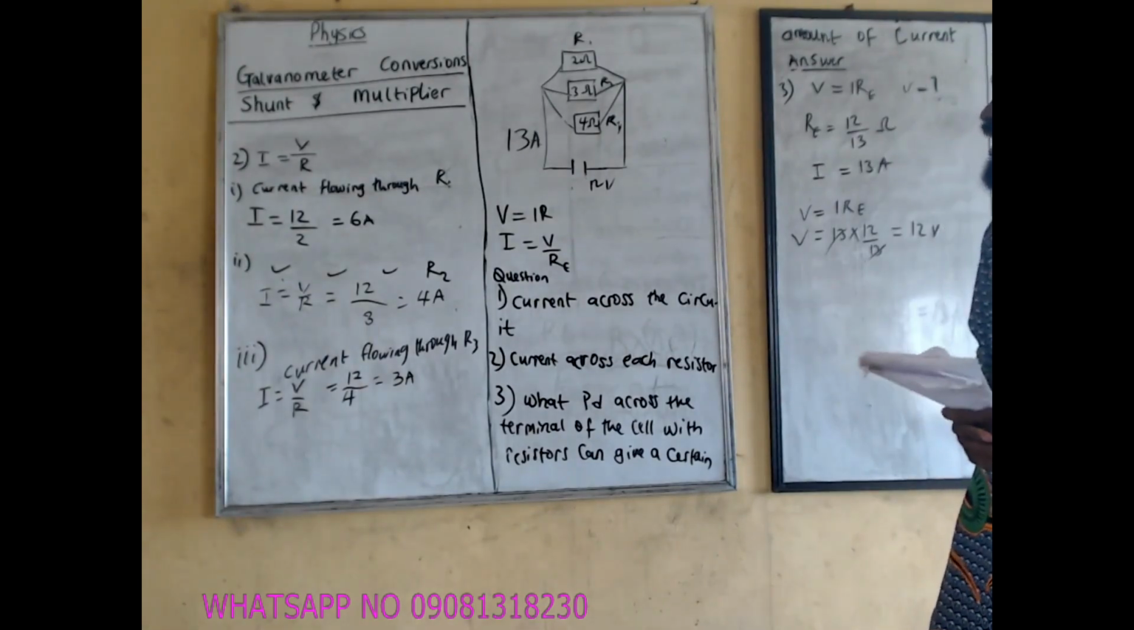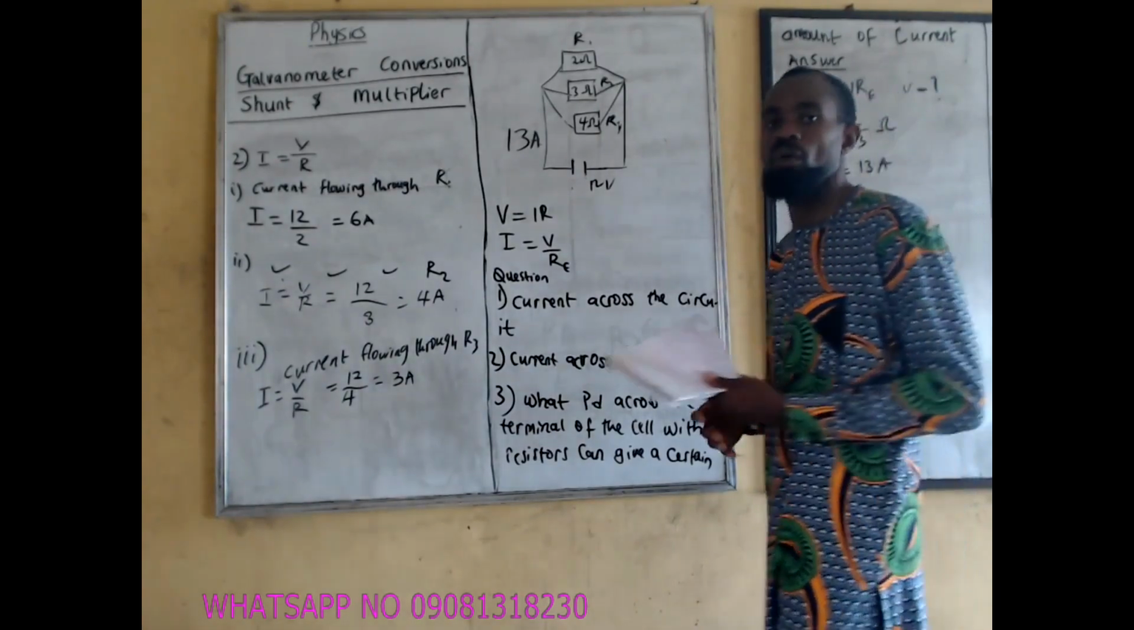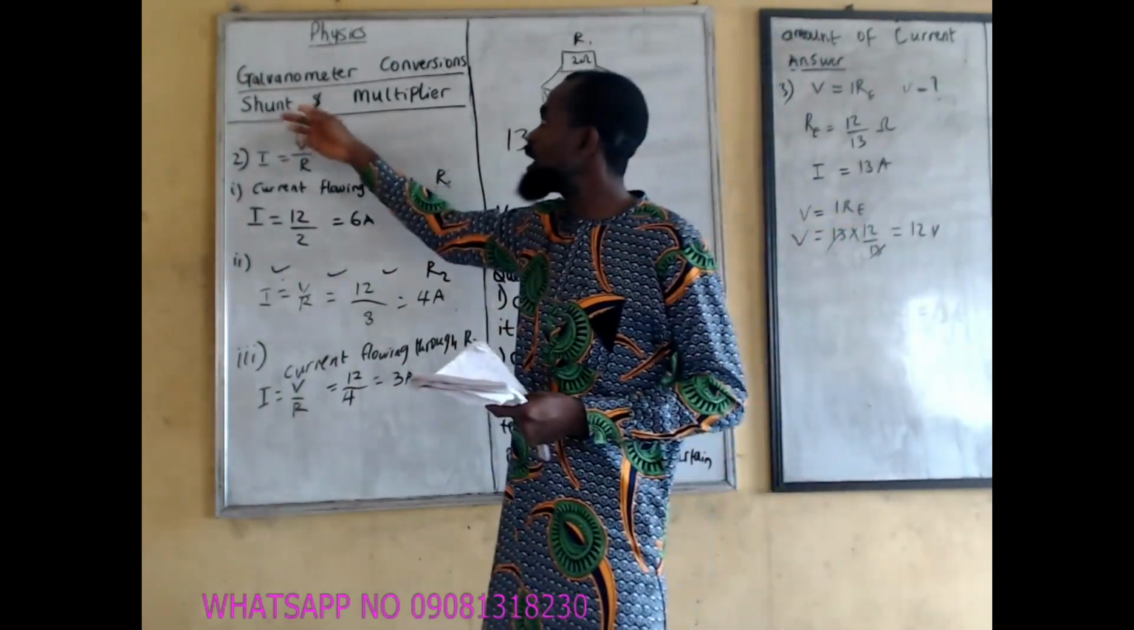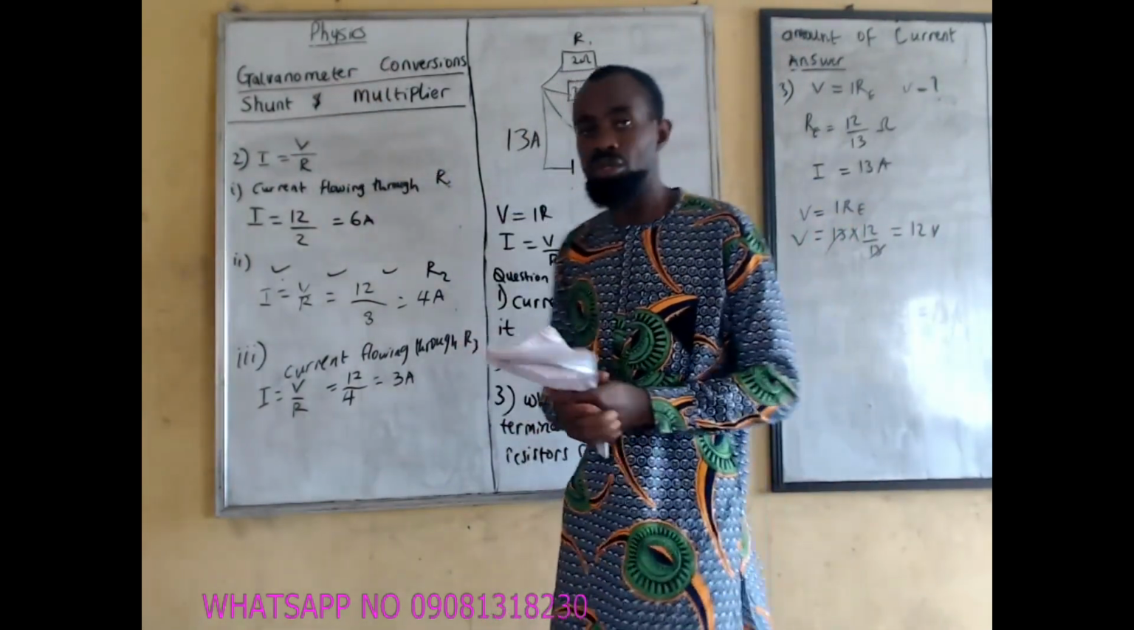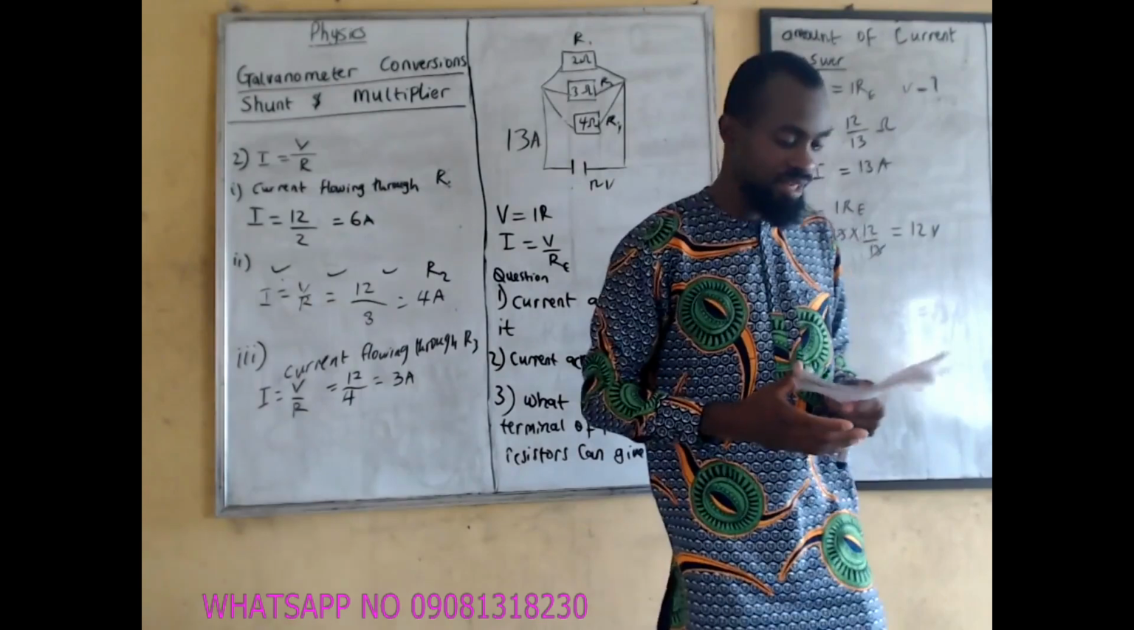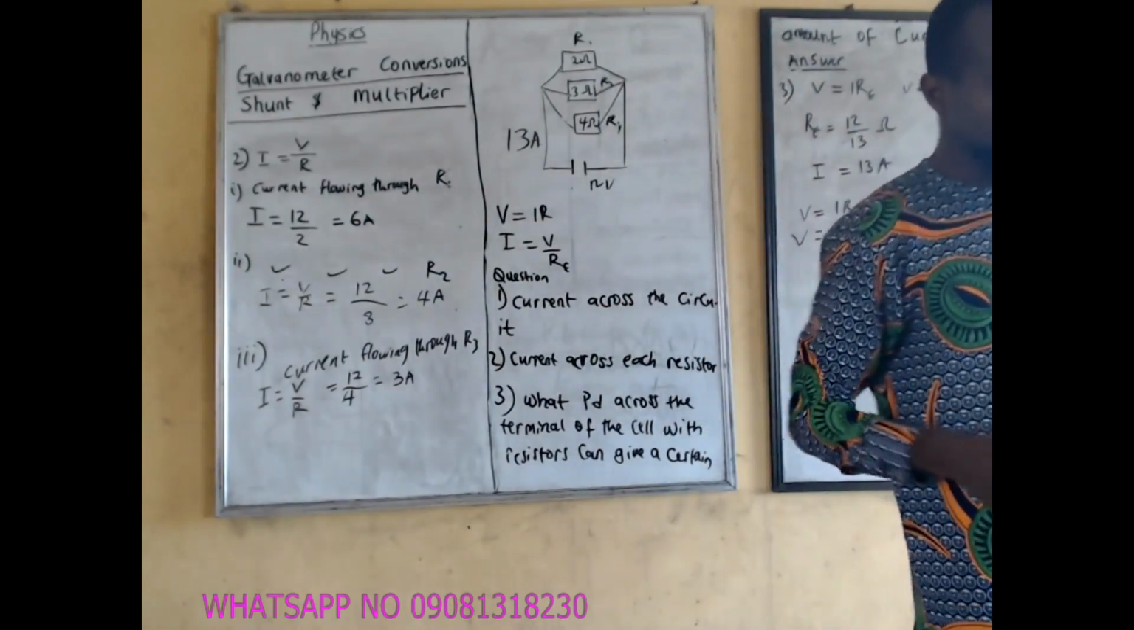With this that we have done, we have exercised our knowledge. Discussing Galvanometer conversion into a shunt and multiplier will make it easier. So let's proceed.